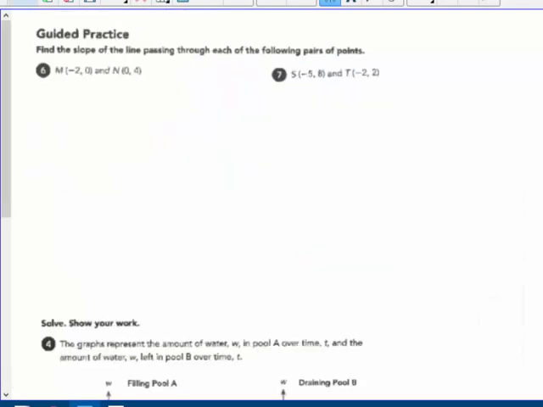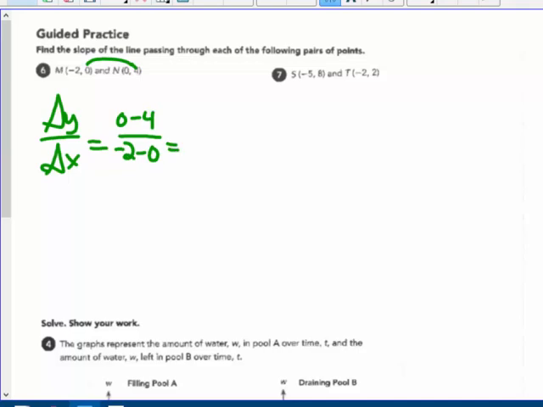Find the slope of the line passing through each of the following pairs of points. Oh, no graph. So, delta y over delta x, 0 minus 4, y values, negative 2 minus 0, would give me negative 4 over negative 2. Well, that's just 2. So number 6 has a slope of 2. Delta y over delta x. Number 7, I'm going to go the other way.